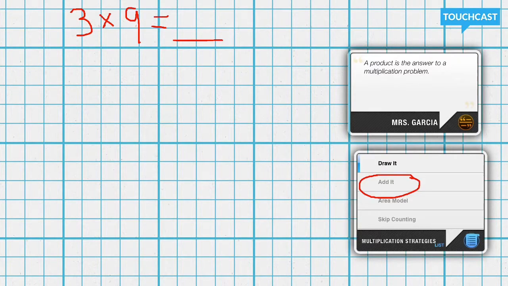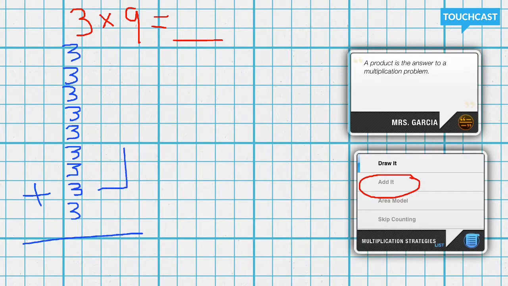So I'll go over how to use add it to show 3 times 9. You have a choice. You can either add 3 nine times, which would look like this. I'm going to add 3. Let's see, that's 4 times, 5 times, 6 times, 7 times, 8 times, 9 times. And I'm going to add those all together.